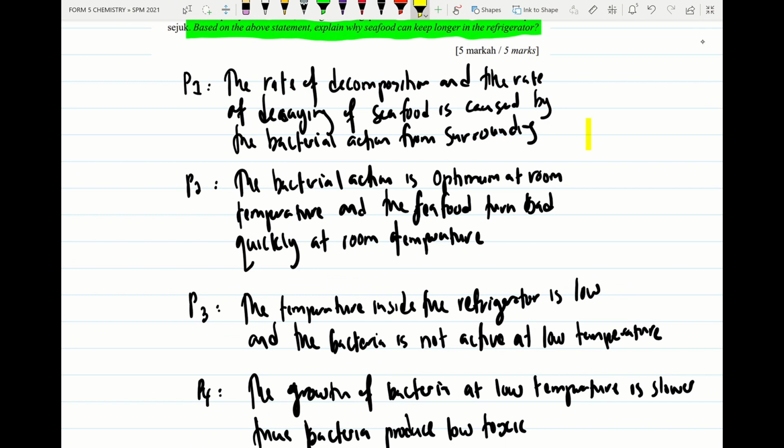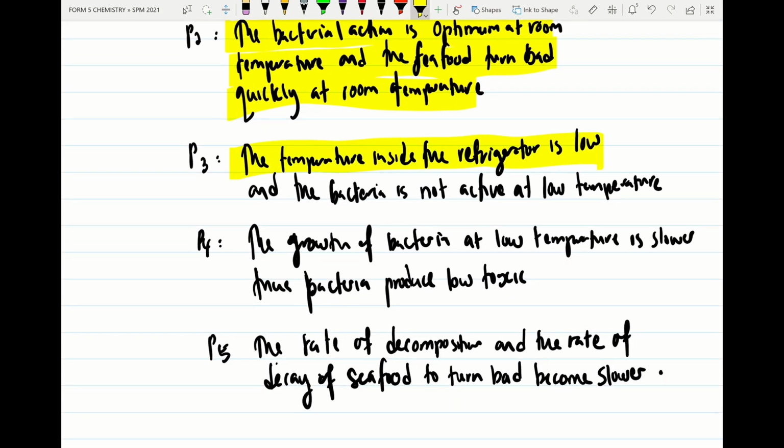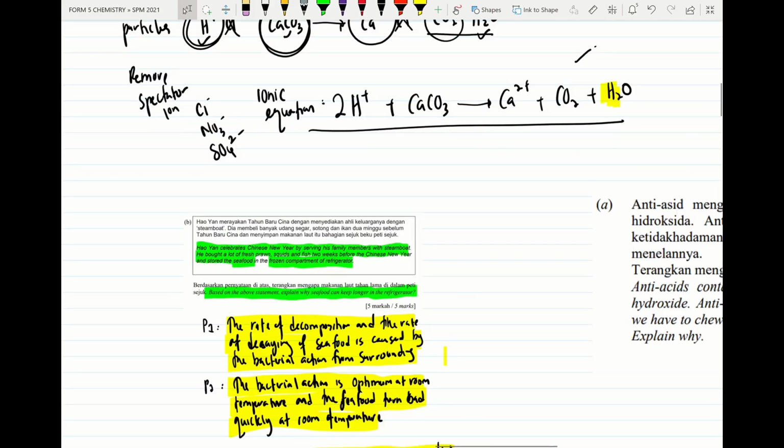So please check point number 1: the rate of decomposition and the rate of decaying of seafood is caused by the bacterial action from the surroundings. The bacterial action is optimum at room temperature and seafood turns bad quickly at room temperature. The temperature inside the refrigerator is low, the bacteria are not active at lower temperature, the growth of bacteria at low temperature is slower, thus bacteria produce less toxin. All right, thus the rate of decomposition and the rate of decay of seafood to turn bad becomes slower. So these are the points that students have to write. We move on to the next question.